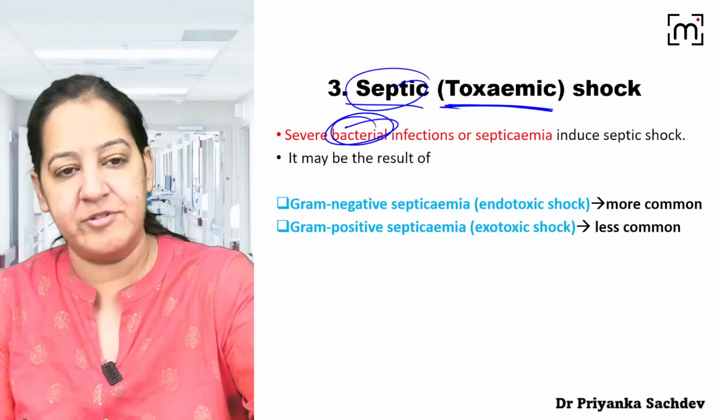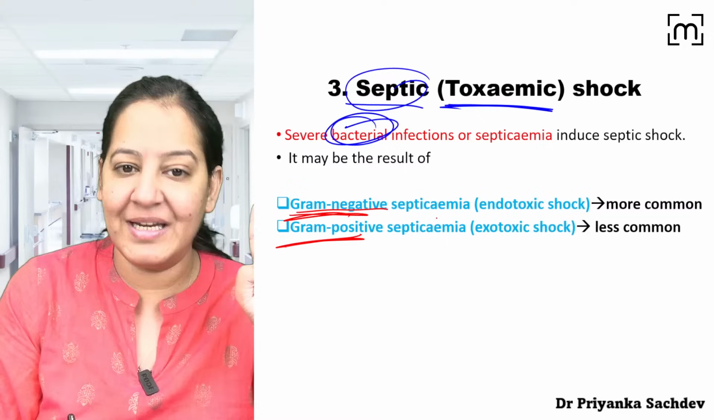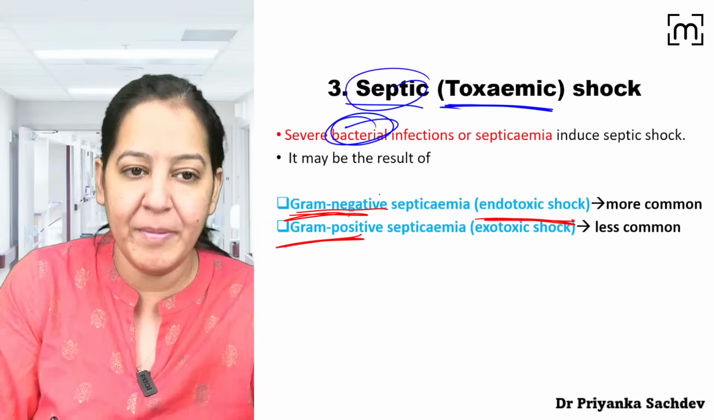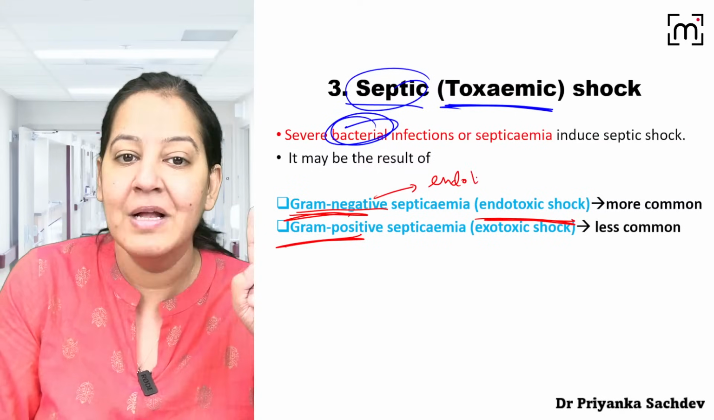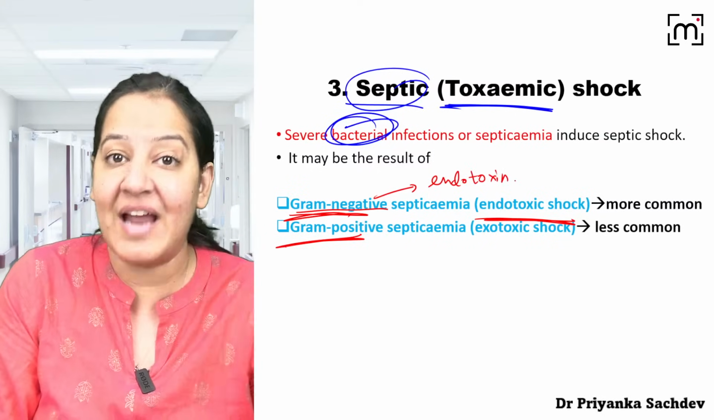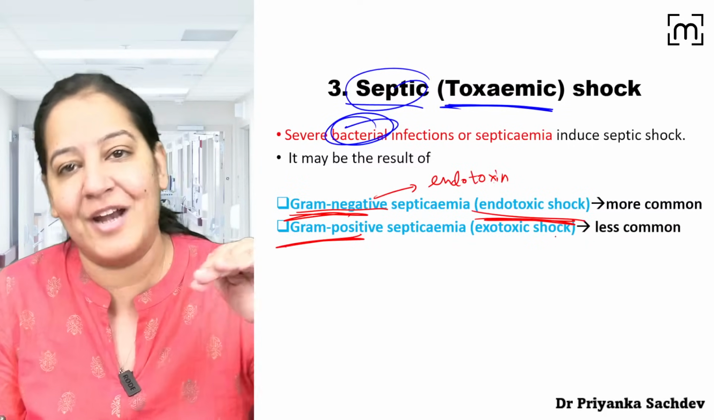We know there are two types of bacteria, gram-positive and gram-negative. Gram-negative bacteria is known as endotoxic shock. We know because gram-negative bacteria secrete endotoxin. In microbiology, we have understood that, right? So, gram-negative bacteria secrete endotoxin. That's why the shock due to gram-negative bacteria is known as endotoxic shock.